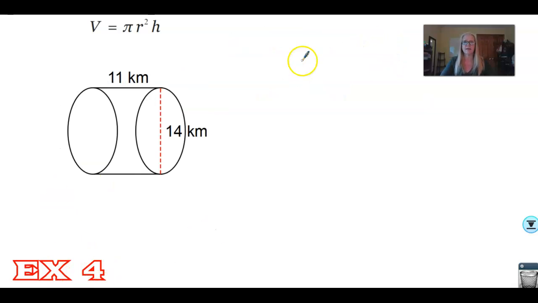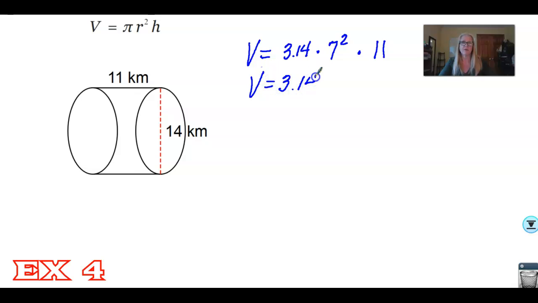Another can on its side, only this time, again, they've given you diameter and you need radius. So you're going to want to cut that diameter in half. Pi, we're going to use 3.14 times the radius. If the diameter is 14, the radius would be half of that, or 7. And remember, we have to square the radius, and then times the height, which is the other measurement, 11. All right, so you would do in your calculator 3.14 times 7 squared is 49. That's 7 times 7 times 11. And you would just plug this all into a calculator.